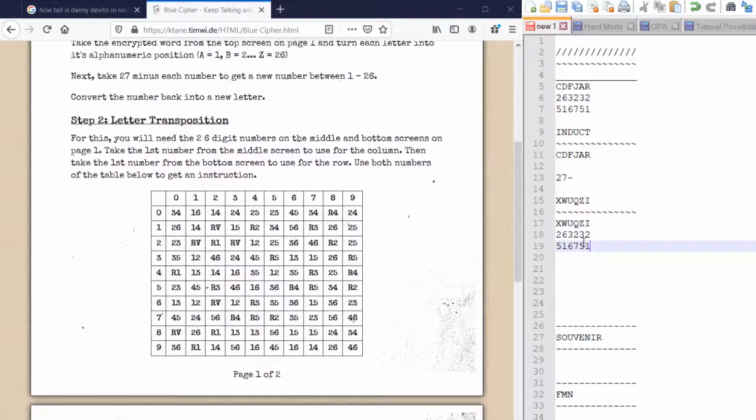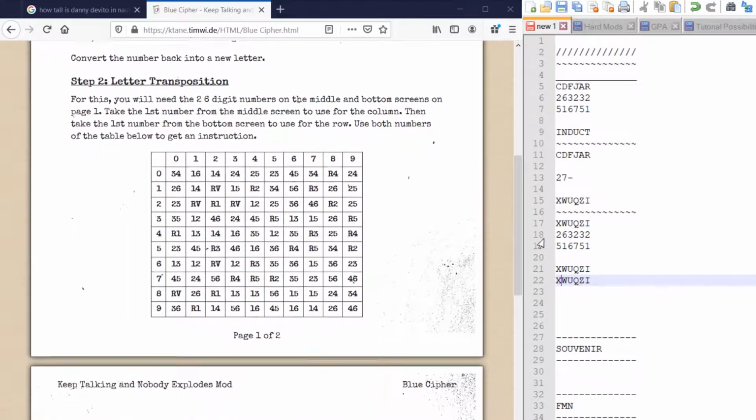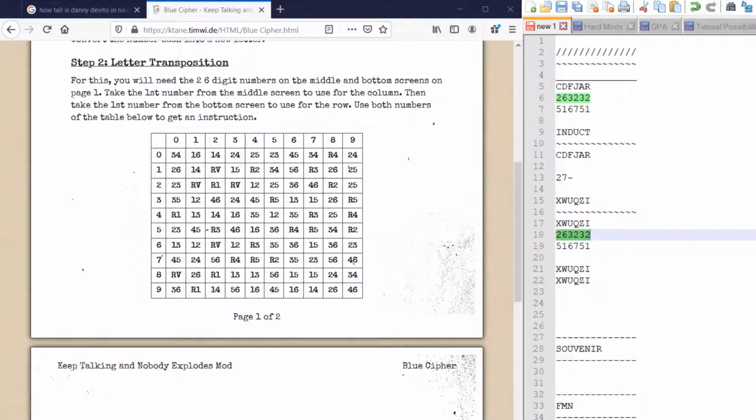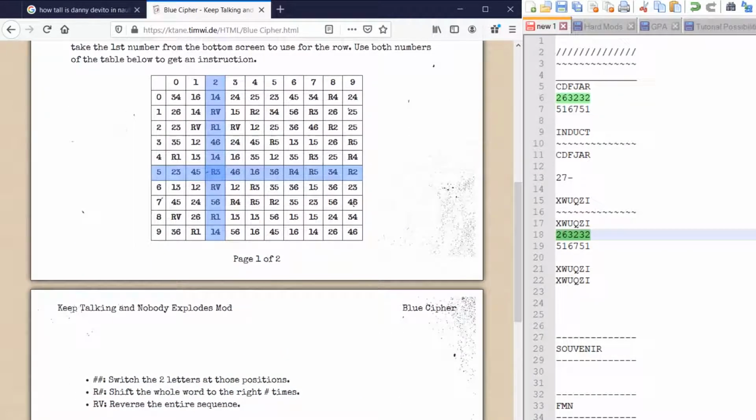Alright. So, since this is the top number, we go down the 2 column and go to the 5th row. We have R3, which is shift the word 3 times to the right. So, I'm just going to do it like this. Okay. Column 6, row 1, we have 5 and 6. So we switch the 2 things at those positions. So, Uniform Whiskey. We now have 3 and 6. Gives us 1 and 2, making it Zulu Quebec.